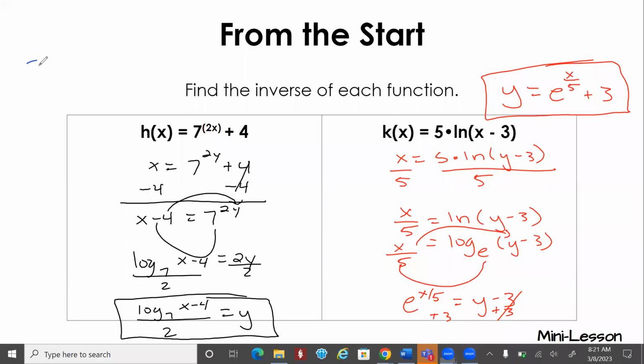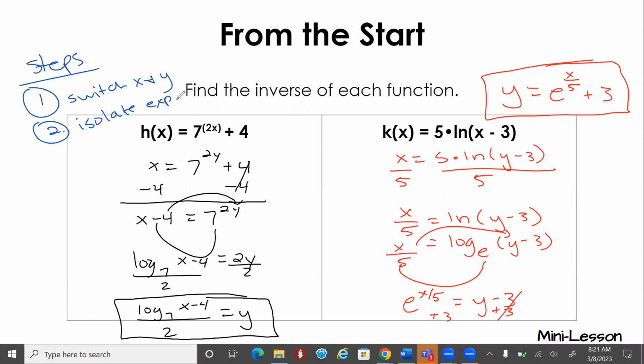So really quick, just to summarize our steps, the first thing that we want to do is switch our x and y. The next thing that we want to do is isolate either the exponential or the log, depending on the equation. And then the last thing we want to do is solve for y. Okay, so those are the 3 steps that we're going to deal with. And if you remind yourself of those steps, then you should be okay. So if we ask for the inverse of a function, those are the steps that we're going to use.